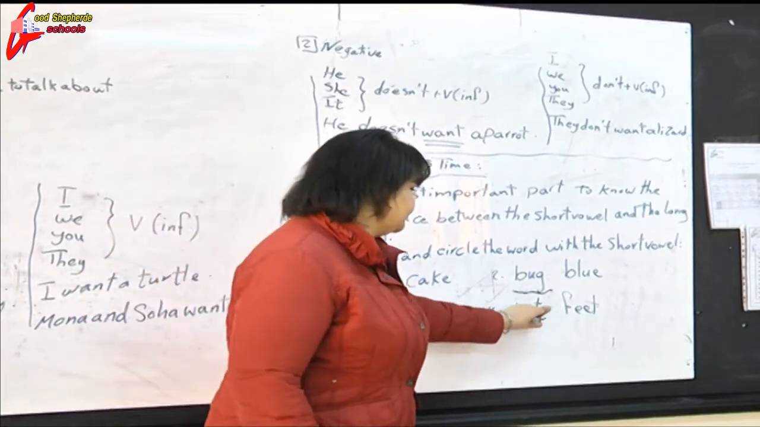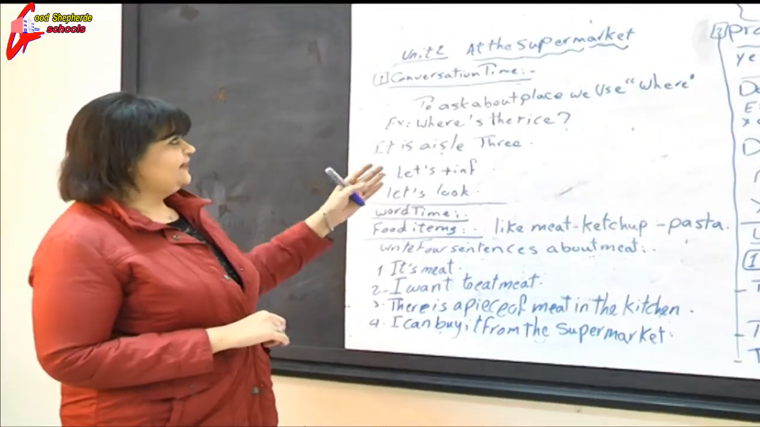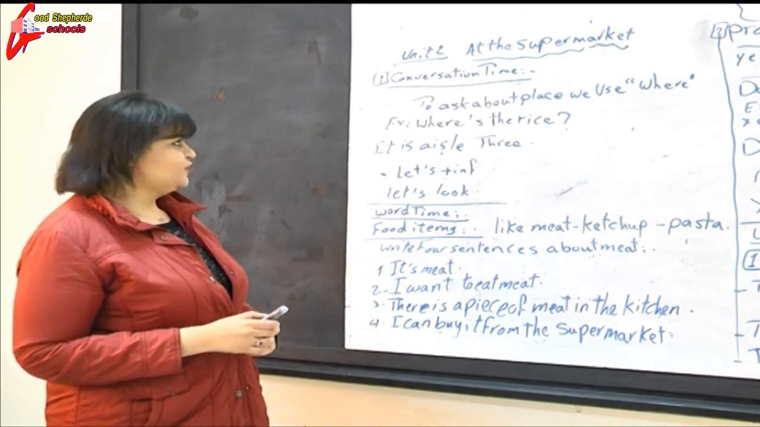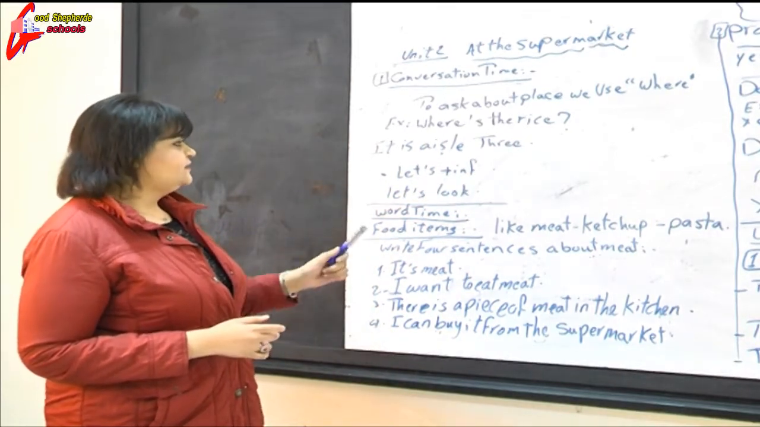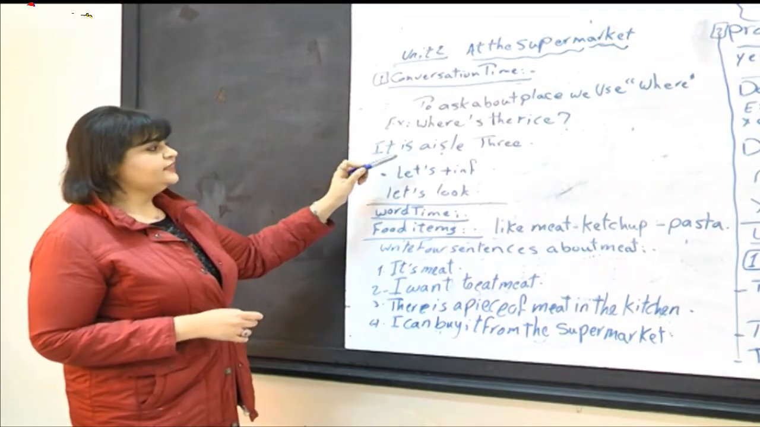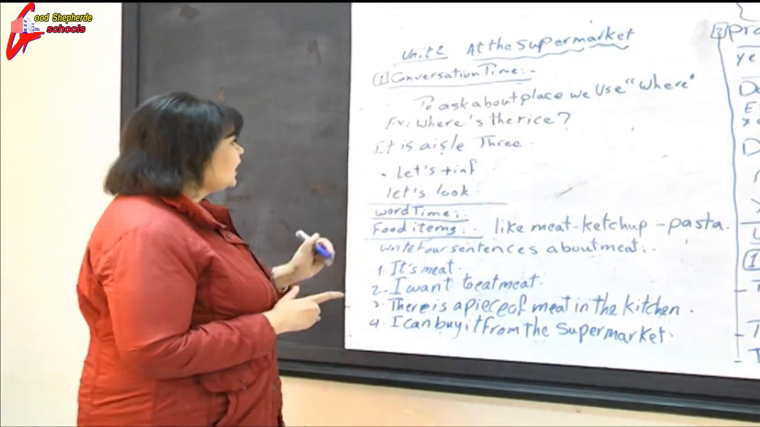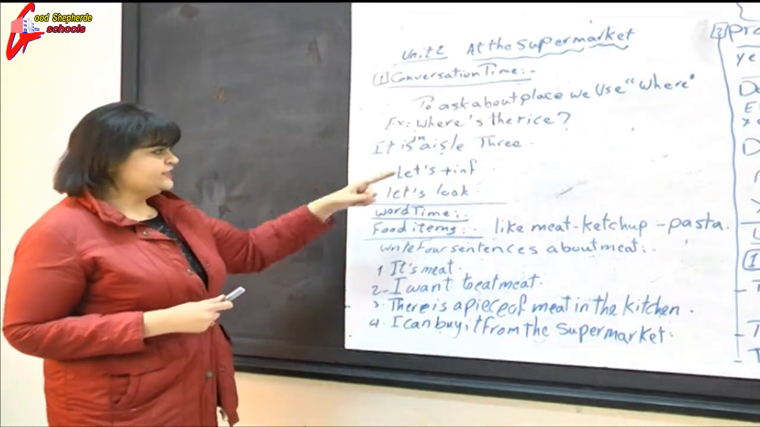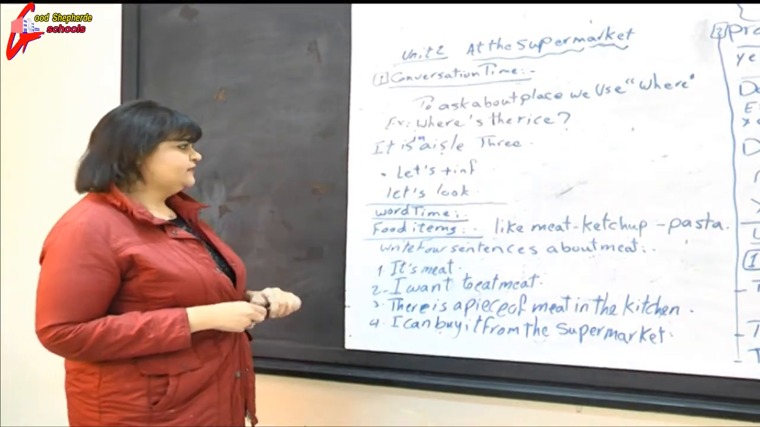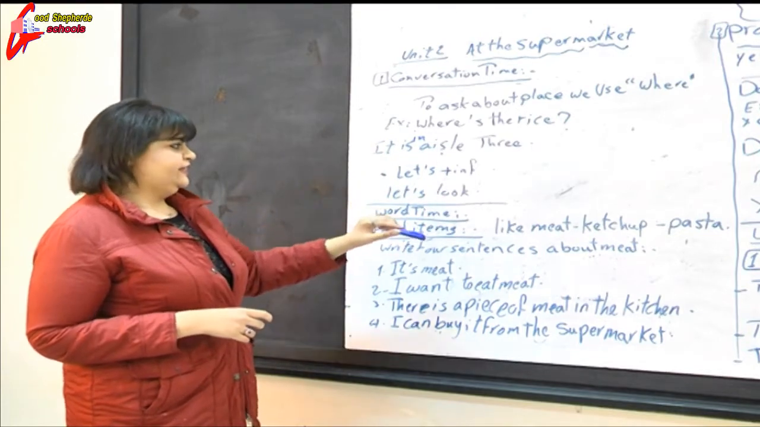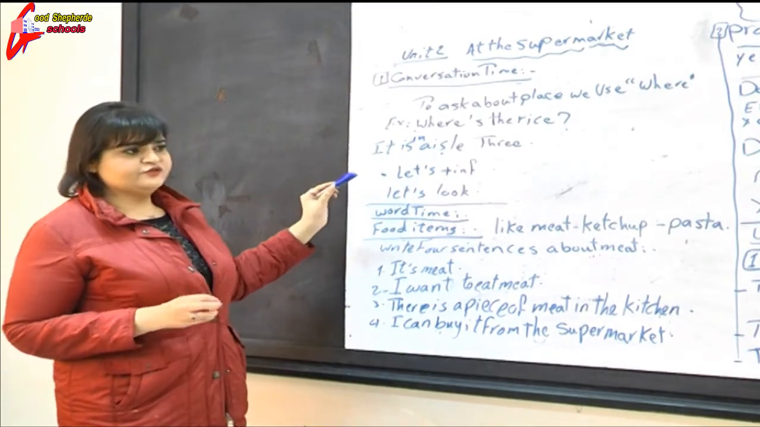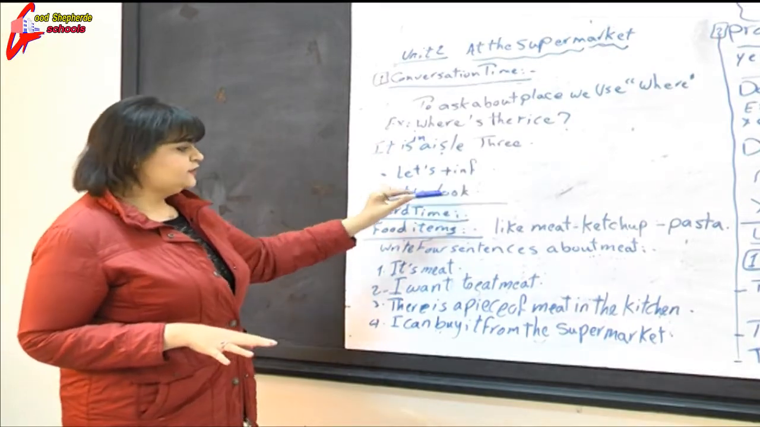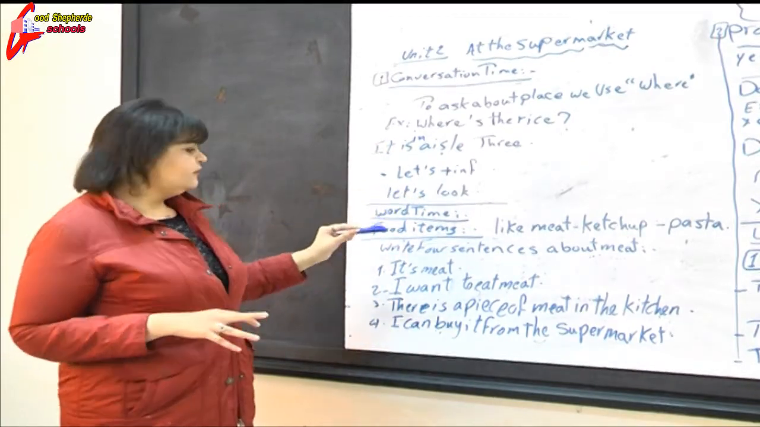Of course, vet. Unit 2, At the Supermarket. Conversation time. To ask about place, we use "Where is the rice?" And the answer is "It's in aisle 3." Before aisle, we must put "in". Okay? And the s here is, of course, a silent letter. Let's plus infinitive, because if I have to use let's, I have to use the verb without any addition. Let's look, let's go, let's play, okay?